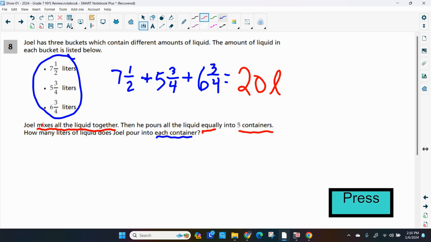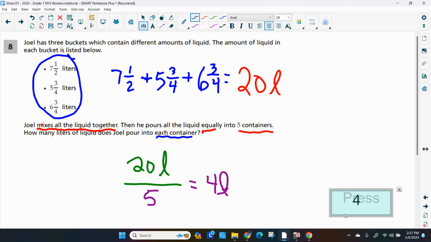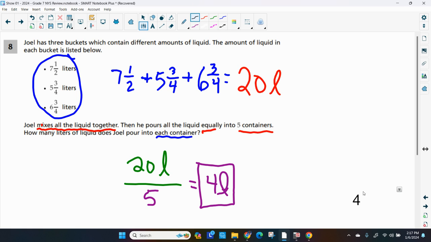So what is he going to do? He's going to divide the 20 liters up into 5 containers, so you can fill up those 5 containers. Well, 20 divided by 5 will give 4 liters per container. So how many liters can he pour into each container? He can pour 4 liters into each container. All right, let's move on.